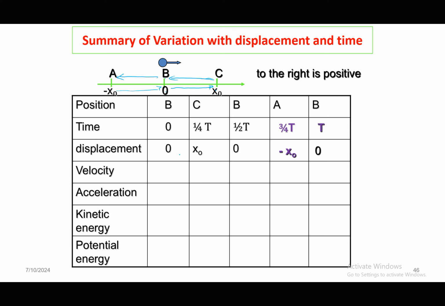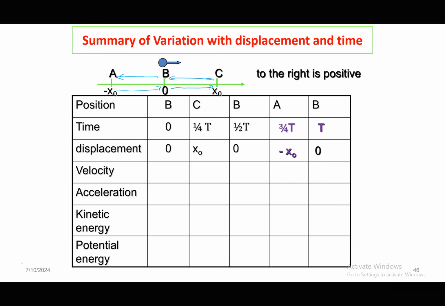Then for displacement, at B it is 0. At C, it is x naught, that is the maximum displacement. Coming back to B, it is 0. Going to A, it is going to be negative x naught because it is on the other side. If to the right is positive, then to the left it is negative.